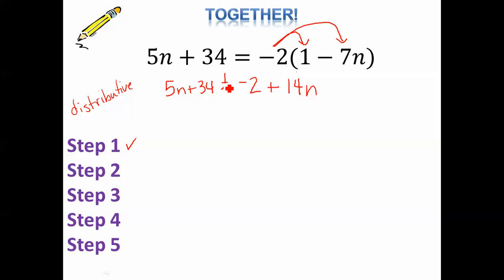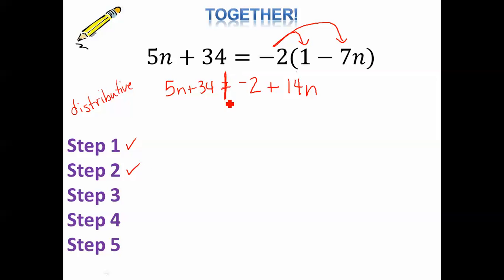And remember, we're looking at one side and then the other. So we look at the left side. 5n and 34. Those are not like terms. We can't combine them. We look at the right side. Negative 2 and 14n. Those are also not like terms. So our like terms are already combined. We're done with step 2.